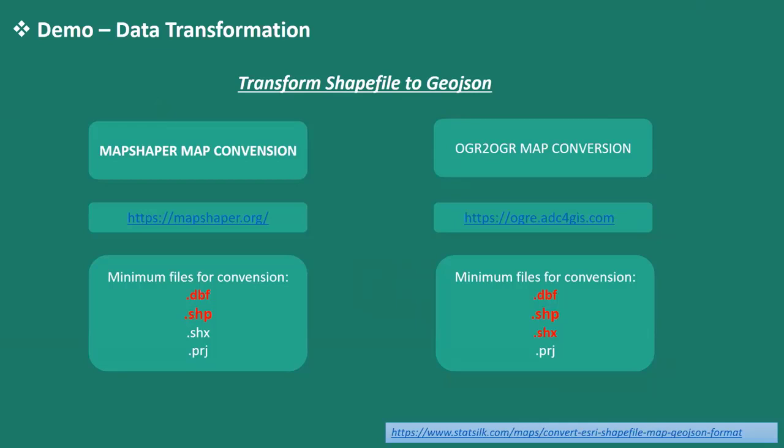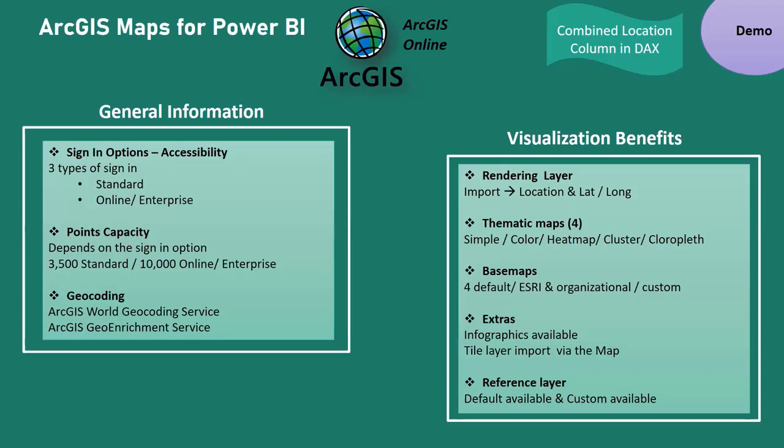So just to give a quick overview about the different maps, ArcGIS uses its cloud warehouse, which is ArcGIS Online. This is what is connected to Power BI. We have 3 types of signing in options. One is the standard, but we don't need to sign in. Then we have the online and enterprise. These are similar. We need to have an organizational account in order to access it.